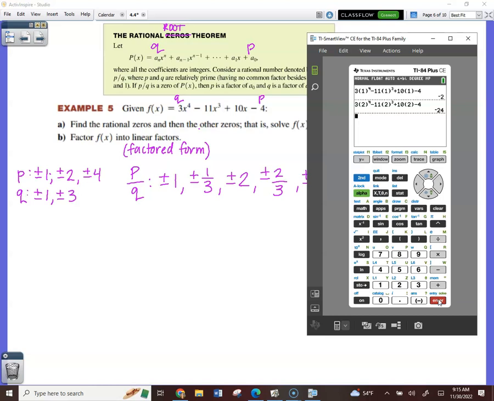I got -24. What does that mean? It means 2 doesn't work, go to 4. You should see that 4 does not work. So now what do I start checking? The negative nice numbers, right? So now I'm going to check -1.